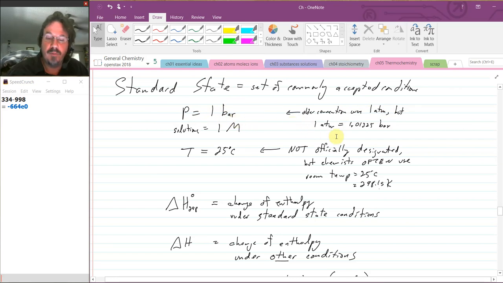If you ever have to convert, by the way, 1 atmosphere is 1.01325 bars. So the atmosphere, a unit of pressure, and the bar are almost the same. Look, 1 is 1.01, almost the same. We'll get to more of that in the gas chapter. But okay, 1 bar of pressure. Solutions are exactly 1 molar concentration.